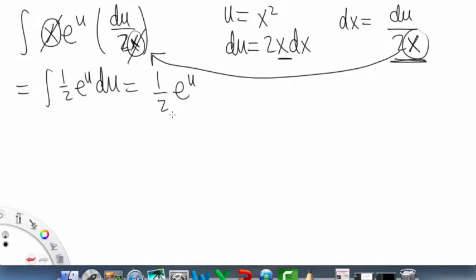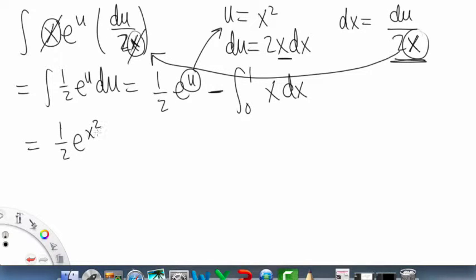And here, like I said, I'm just doing the first part. And then we also have our minus integral from 0 to 1 of x dx. So now at this point, I'm going to replace the u with x squared and reinstitute the bounds for x. Okay, so what we're going to get is 1/2 e to the x squared, as x goes from 0 to 1.